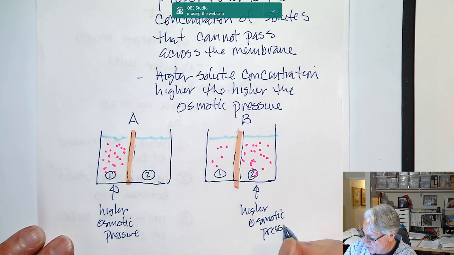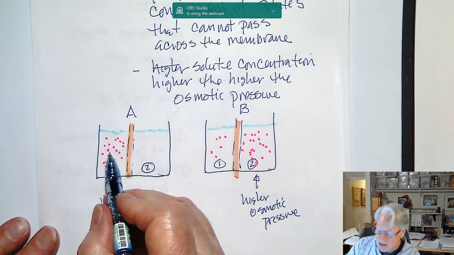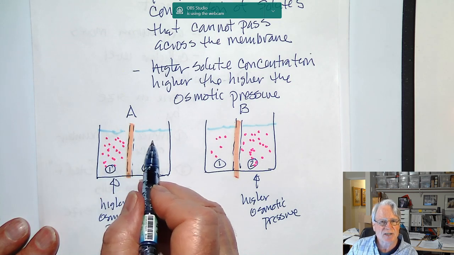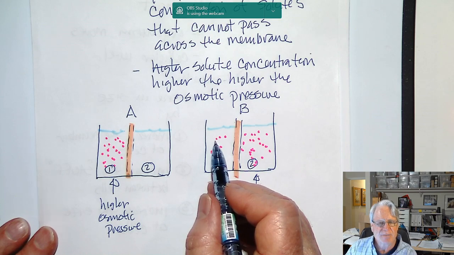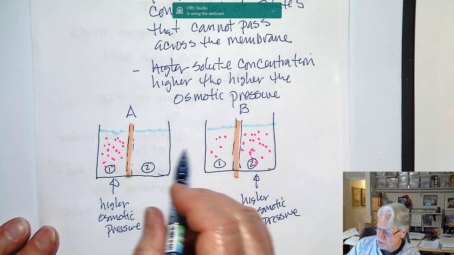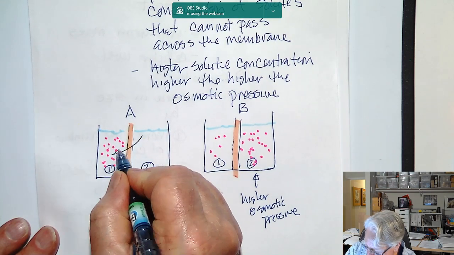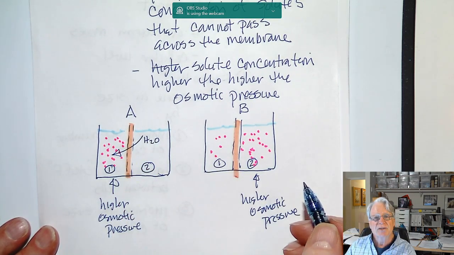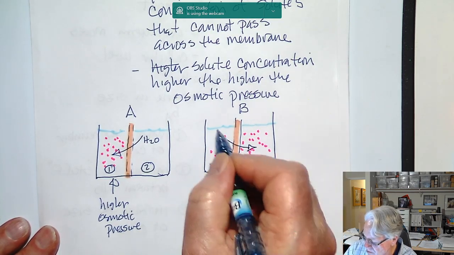Now ask yourself, where is water going? So this is hypertonic compared to that. This is hypertonic, that's hypotonic. This is hypertonic, that's hypotonic. So water is going to move from high concentration to low concentration. Water is moving in this direction, is it not? Say, yes, teacher, it is. And water is moving in this direction.